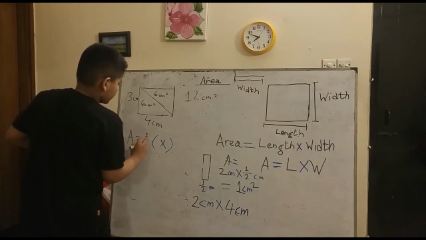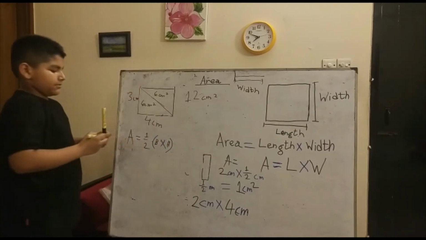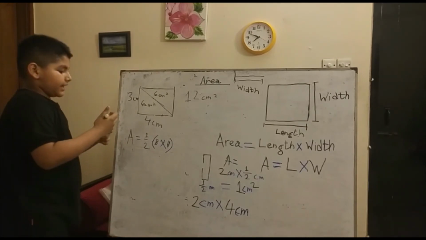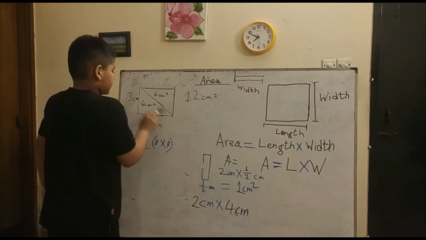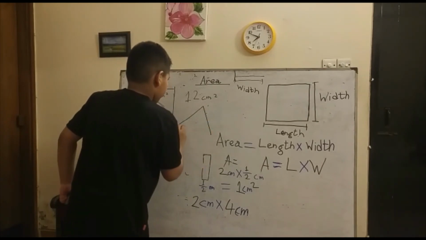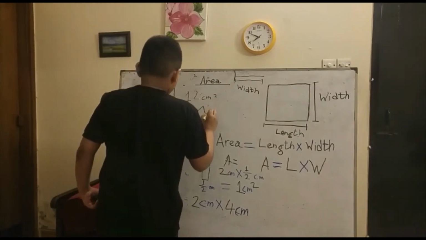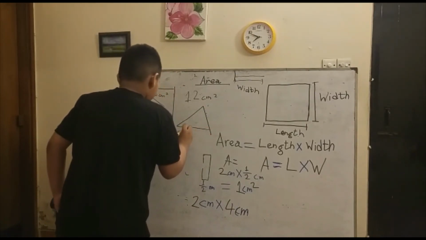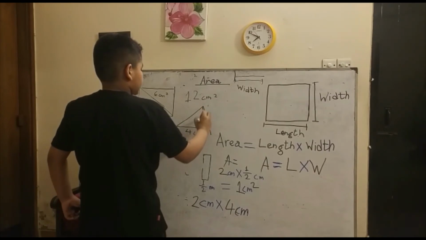1/2 of base times height. Now I wrote base times height here because the words length and width don't really fit on all triangles. Here it fits, but when we have something like an acute triangle, we would call it half of base times height. So let's say an acute triangle that has a base, which is this part, of 4 centimeters.